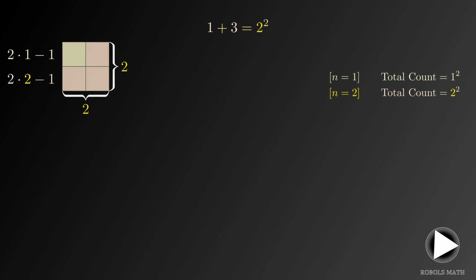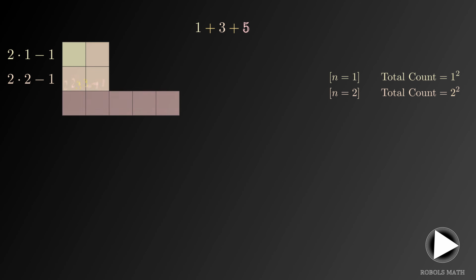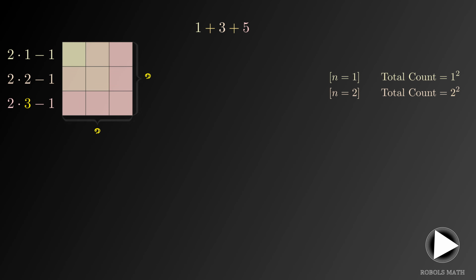Let's continue this by drawing 5 more squares. Again, we can keep some squares at the third row and then move the rest to the previous 2. By doing this, we again make a bigger square. Such square is 3 by 3 this time. Therefore, the total number of squares here is 3 squared. Consequently, the sum of 1, 3, and 5 is also 3 squared.